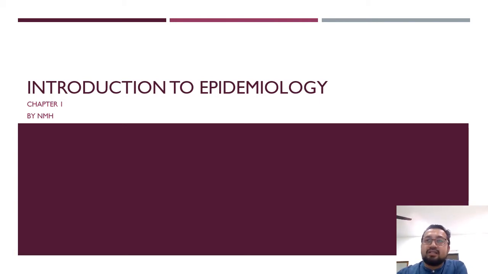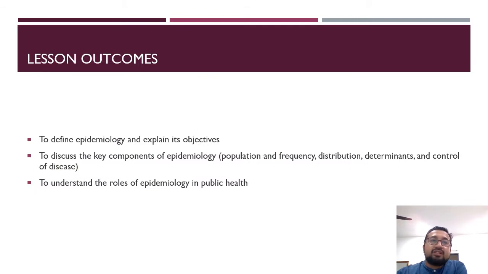Okay, so that's a little bit general. So dalam chapter hari ni, apa benda yang kita perlu tahu adalah to define epidemiology and explain its objectives, to discuss the key components of epidemiology: population and frequency, distribution, determinants and control of disease, and to understand roles of epidemiology in public health. So basically ni saya dah mention tadi, slide sebelum ni.